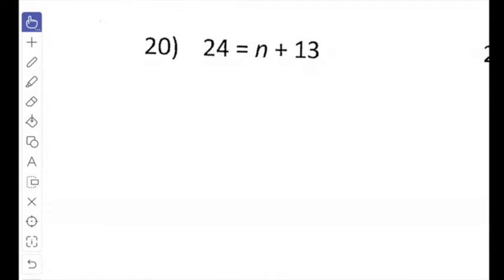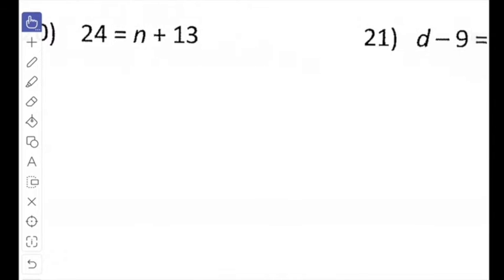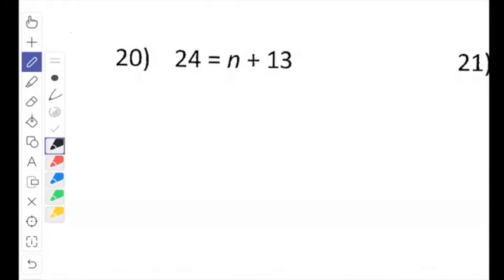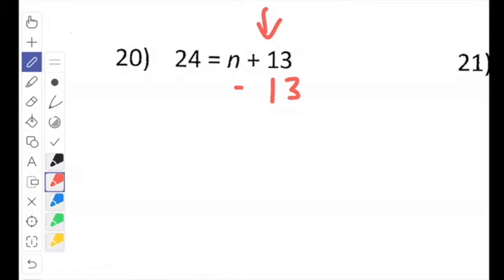Okay, so let's look at another one. Let's look at one where the equation looks a little bit backwards. So we have 24 equals n plus 13. The first step is to isolate the variable. So I see n plus 13. What I need to do is the inverse operation, so I'm going to subtract. So minus 13 on this side of the equation. On this side, I must also do minus 13 to balance it. 13 minus 13 is 0, so I have n left, equals 24 minus 13, which is 11.